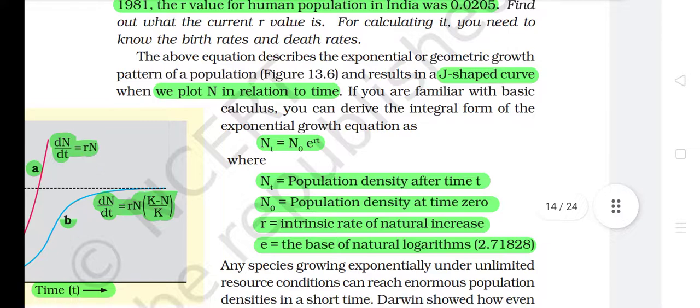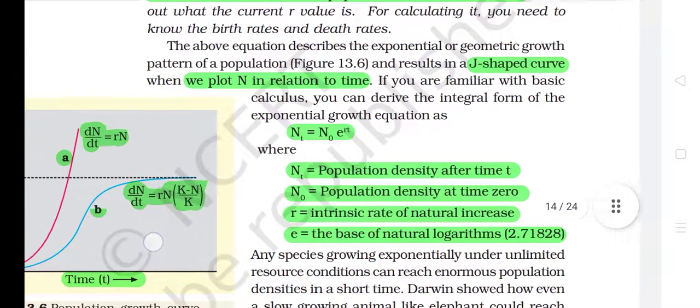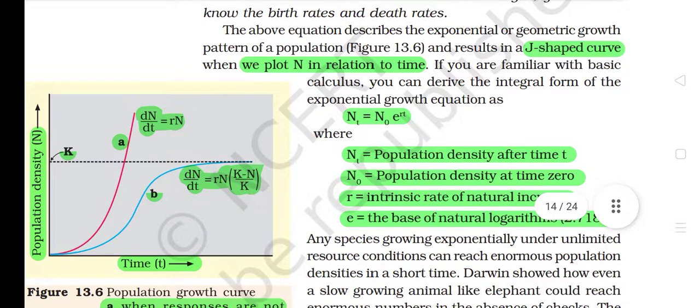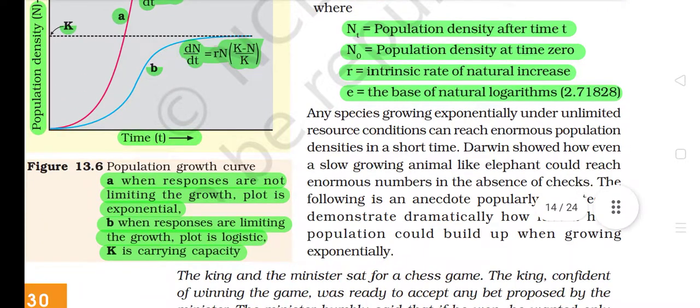The above equation describes the exponential or geometric growth pattern of a population, figure 13.6, and results in a J-shaped curve when we plot N in relation to time. If you are familiar with basic calculus, you can derive the integral form of the exponential growth equation as N t = N0 e to the power rt, where N t is the population density after time t, N0 is the population density at time 0, r is the intrinsic rate of natural increase, and e is the base of natural logarithm (2.71828).